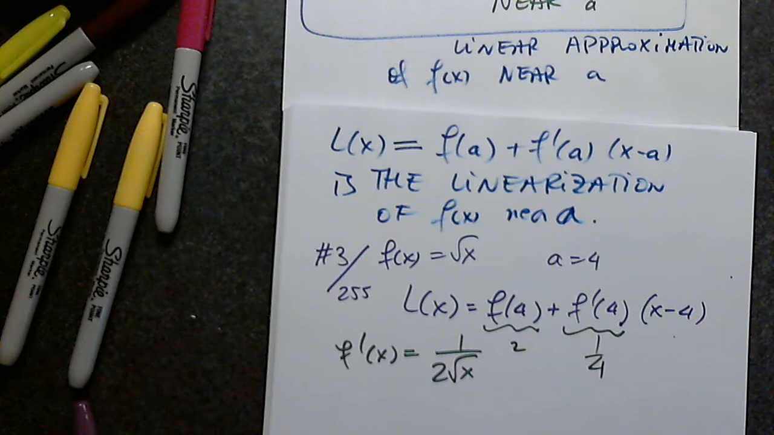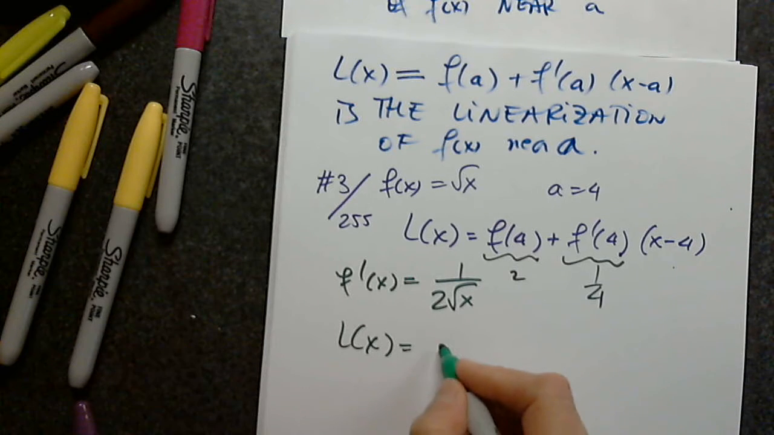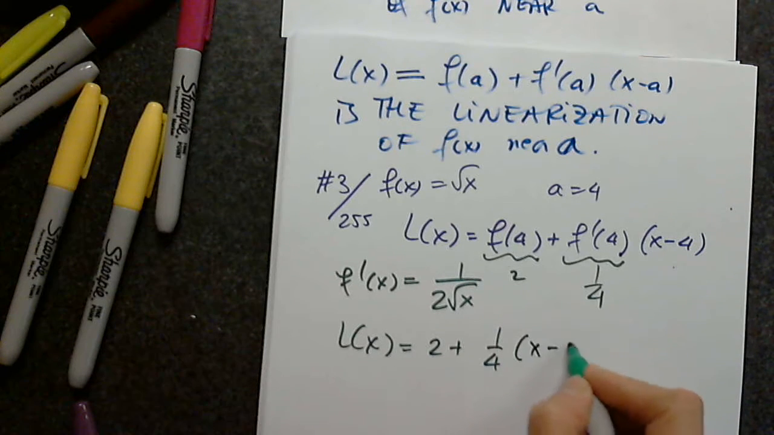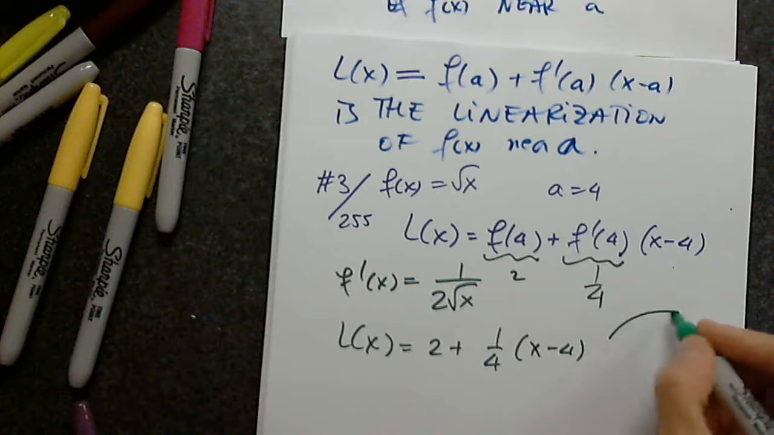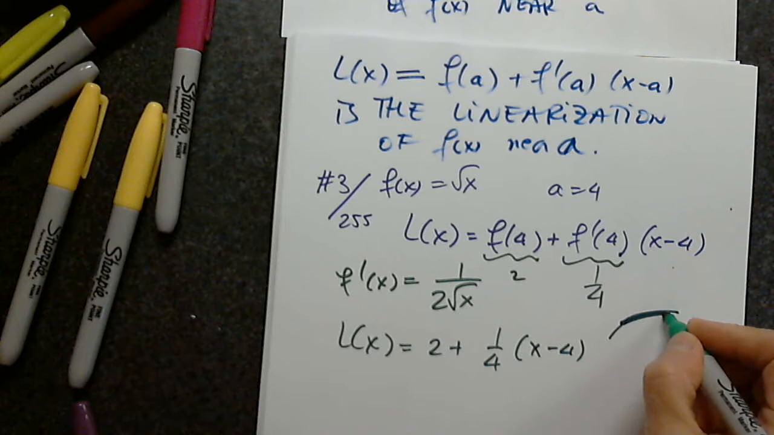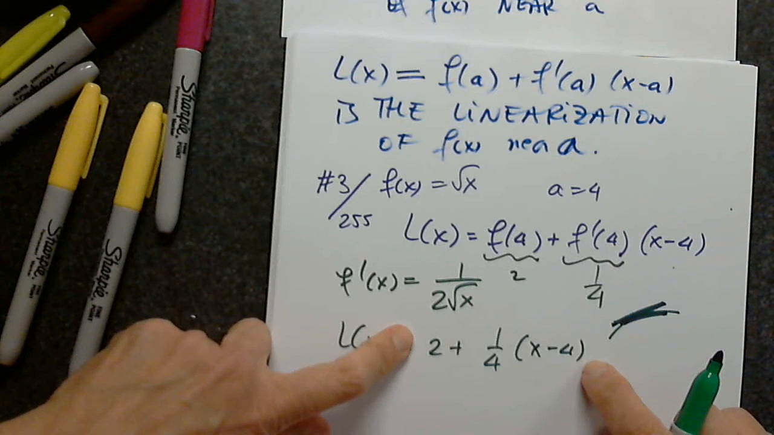It's a line that may replace the function itself if you are tired of using the function and you don't care if you have a minor error. You can use the line. So L of x equals 2 plus 1/4 times x minus 4. It will always be a line that approximates the function near that point. But when we mean near, we mean near. So one more time, if you use the function to evaluate or use the tangent at that point, you can use this. This is a linearization.